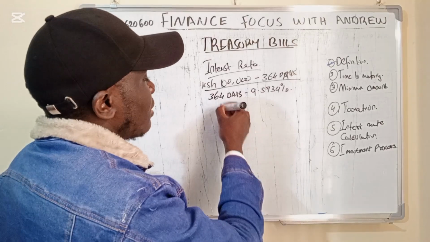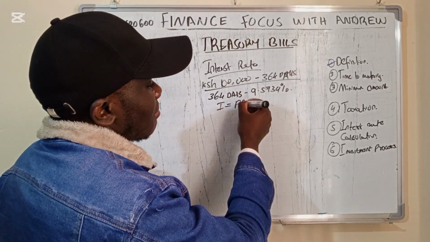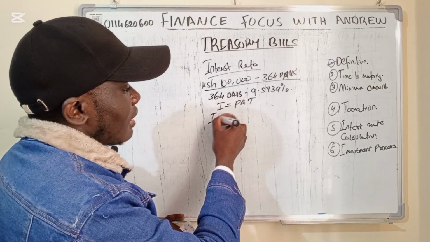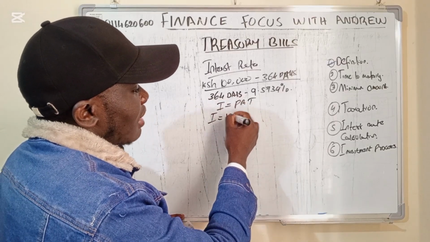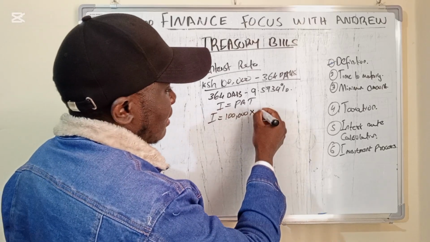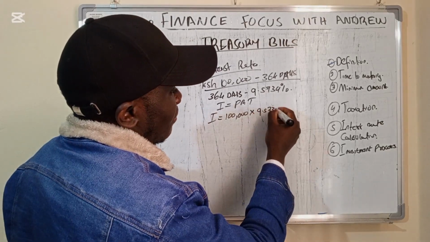The formula for interest will always be the same: principal times rate times time. Now, so our interest will be the principal, which is 100,000. We multiply by the rate, that is 9.5734.